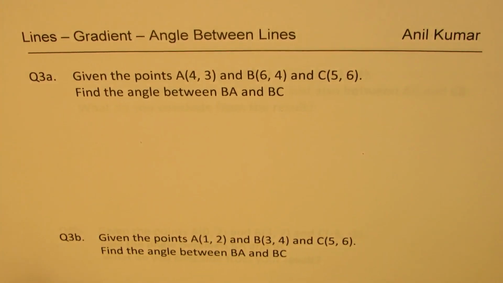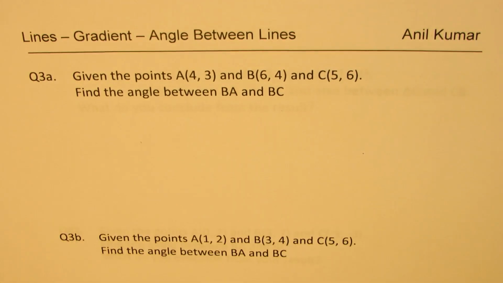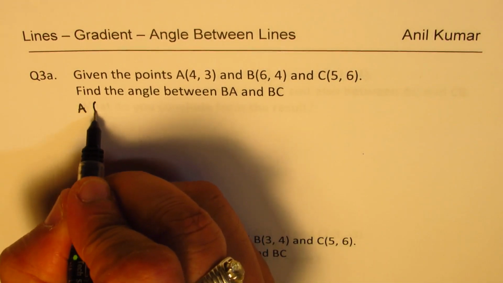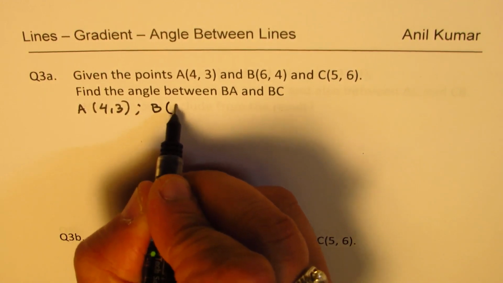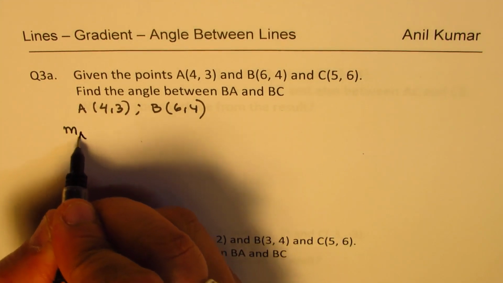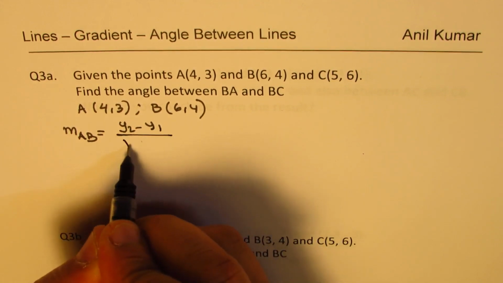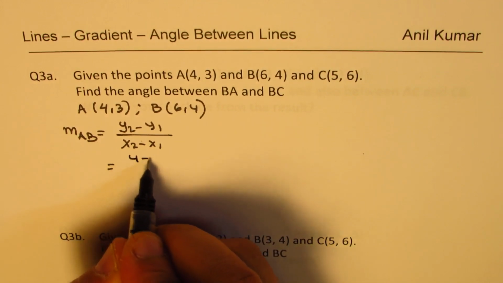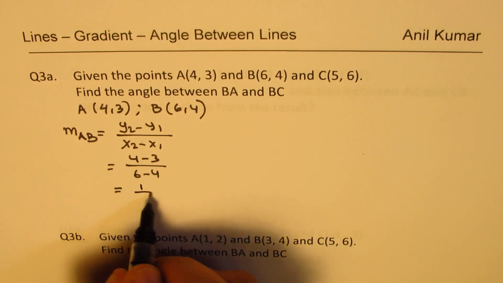Okay, so that's one question. Let's do this question. We have to find the angle between BA and BC. We are given point A, which is (4, 3), and point B, which is (6, 4). Let us find the slope between points A and B, which equals y2 minus y1 over x2 minus x1. This slope is basically 4 minus 3 divided by 6 minus 4, which is equal to 1 over 2.